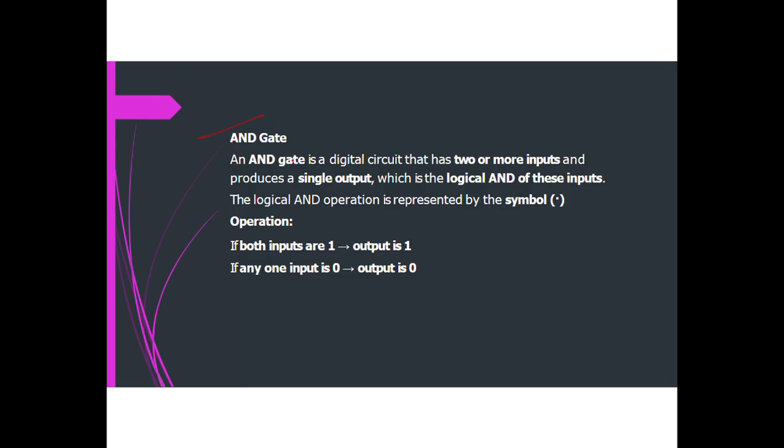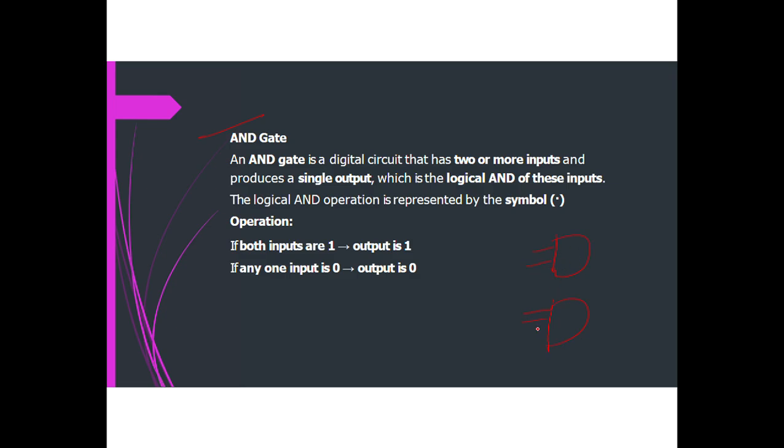What is the definition of the AND gate? An AND gate is a digital circuit. It is one of the digital circuits that has two or more inputs. The AND gate symbol seems like this. It may be two inputs or more than two inputs.